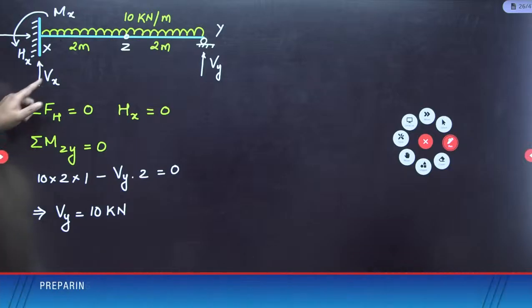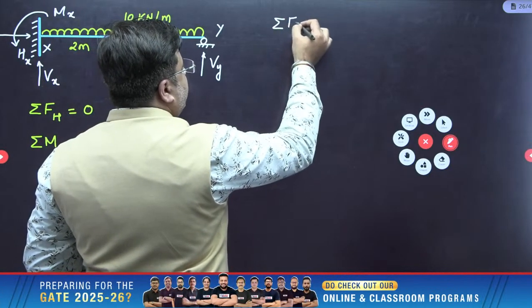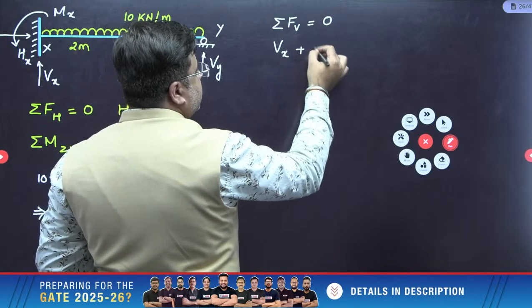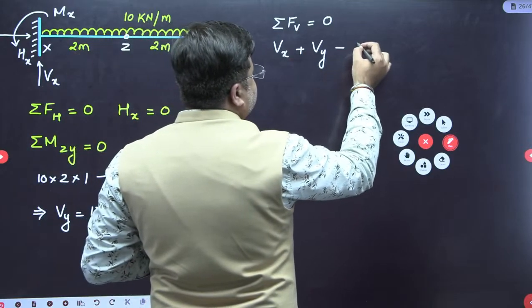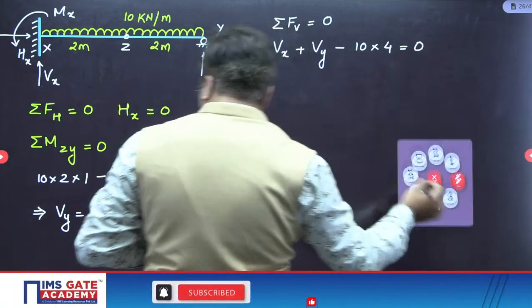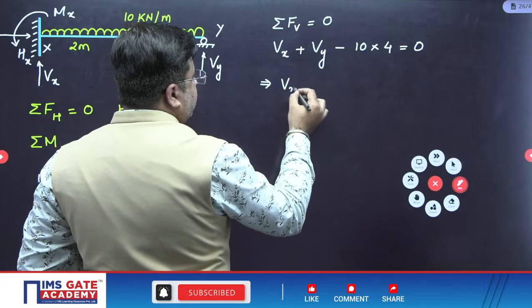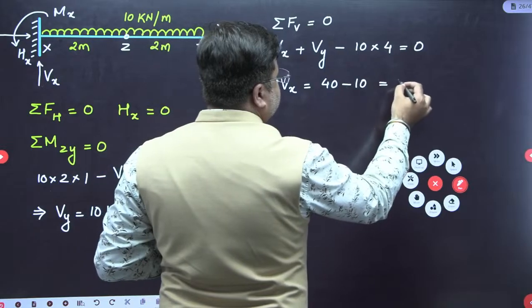But they want the value of Vx. So now take the summation of vertical forces equal to 0. When you take summation of vertical forces equal to 0, you have Vx acting upwards, Vy acting upwards, and this UDL acting downwards. So minus 10 into 4, and that is equal to 0. The value of Vy you have already calculated as 10. So Vx is equal to 40 minus 10. So 40 minus 10 is coming out as 30 kilonewton.